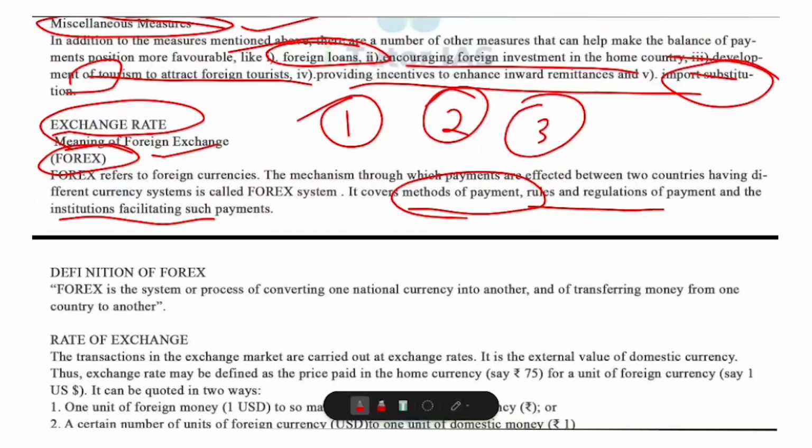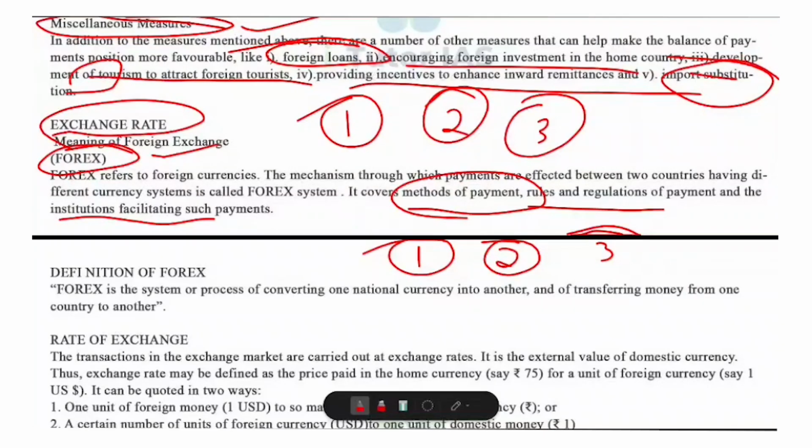So, why is Forex important? Yes, it is very important for trade. Why? Because it allows countries to buy and sell goods or services internationally. Then it is important for investment. Why? Because foreign investors can invest in India or vice versa. Then tourism and remittances. Tourists or people working abroad can send money home. In short, Forex is the lifeline of international trade and finance. Without it, countries can't pay each other.